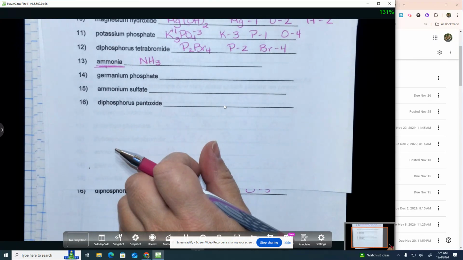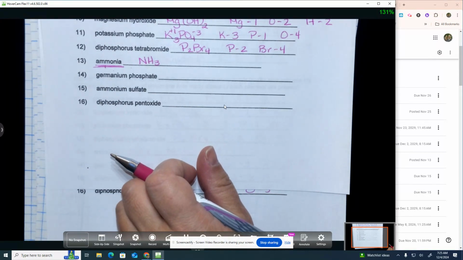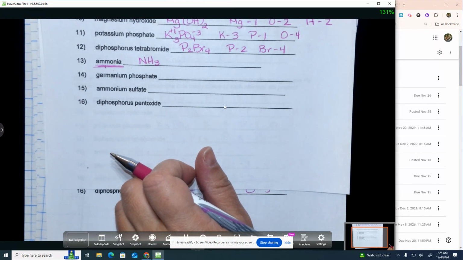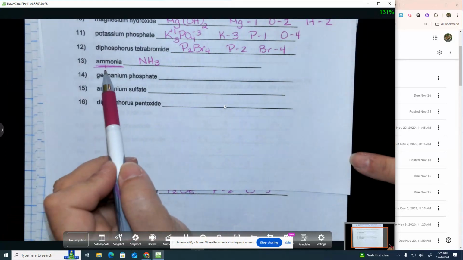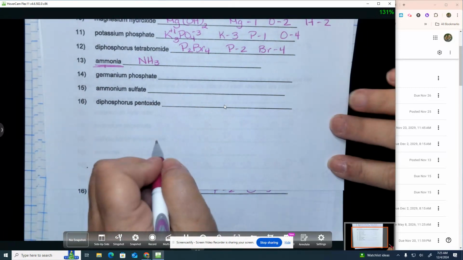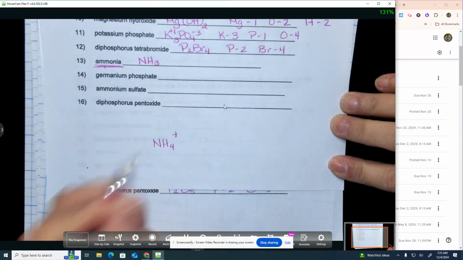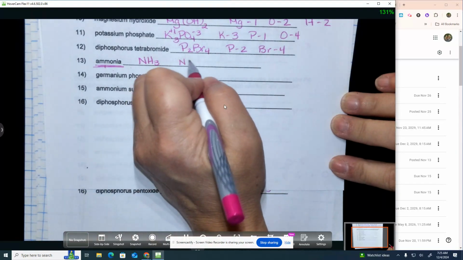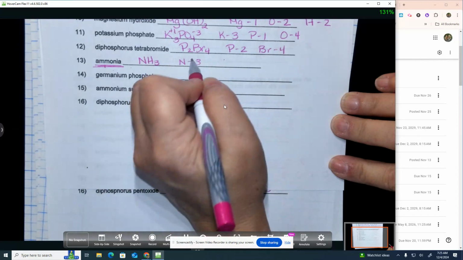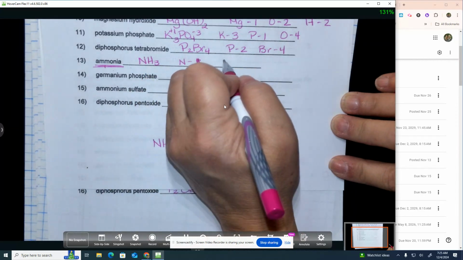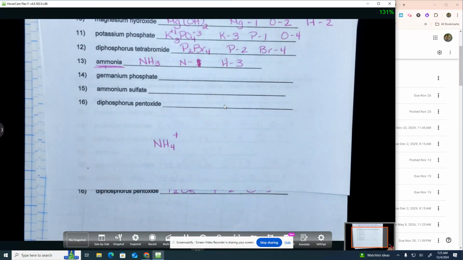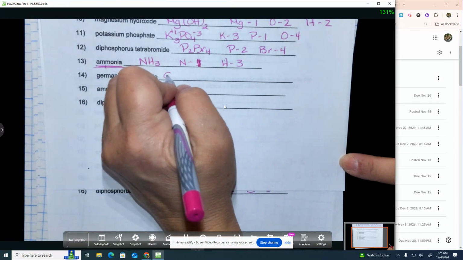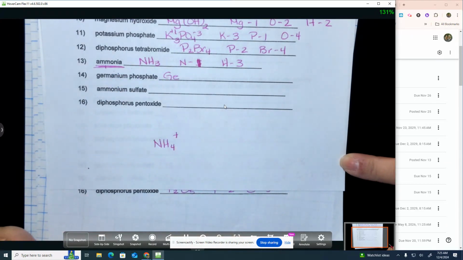Okay? This is yes. This is no. Alright, so ammonia, NH3. Ammonium would be NH4 plus. Alright, no, ammonia has 1 N and 3 H's. I got ahead of myself. Germanium is GE. Okay, you got to look that up.